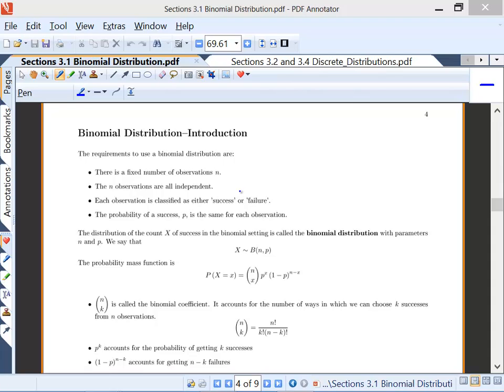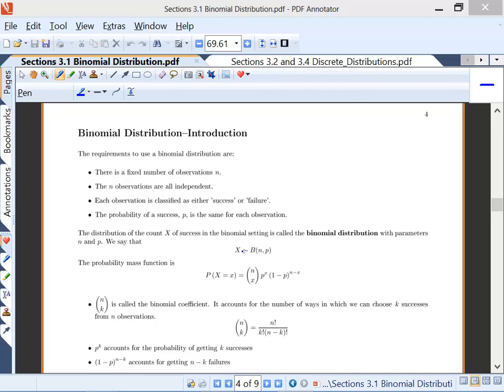but instead of just doing our experiment once, we do it n times. So basically it's a sequence of Bernoulli random variables. And the probability of success, p, needs to be the same for each observation. So every time I flip a coin, the probability of getting heads will be the same. The distribution of the count X of our successes, we say, has the binomial distribution with parameters n and p, and we say that X is distributed binomially with n and p.